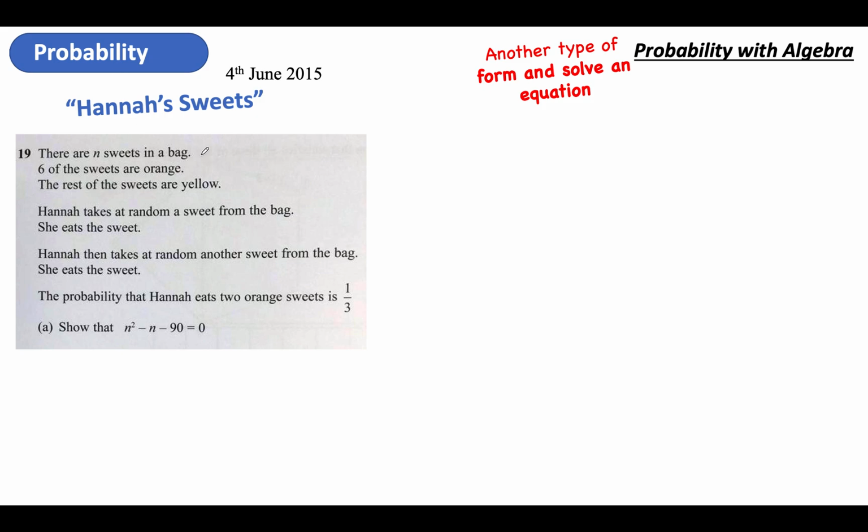Right, there are n sweets in a bag. Why always n? 6 of the sweets are orange. The rest of them are yellow. Hannah takes at random a sweet from the bag. She eats the sweet. Hannah and her sweets. Crazy girl.